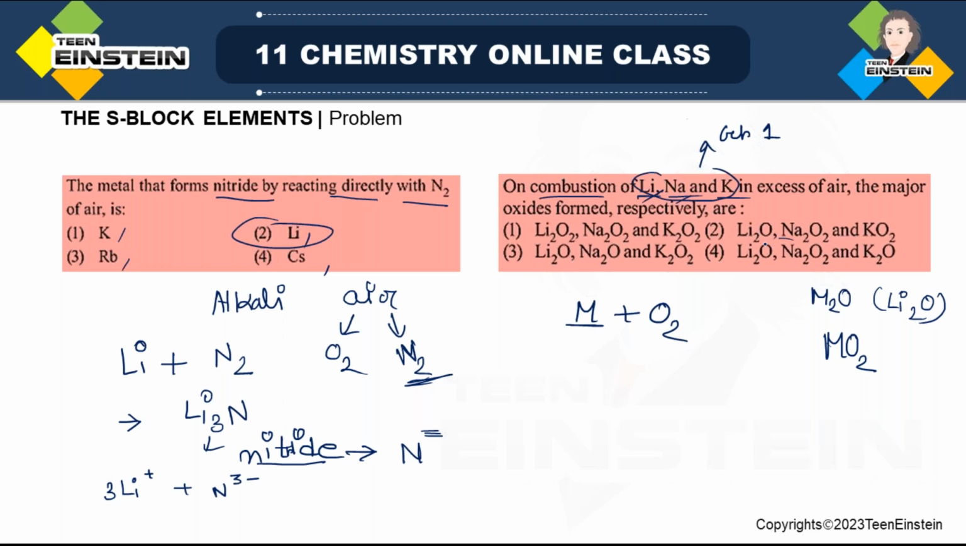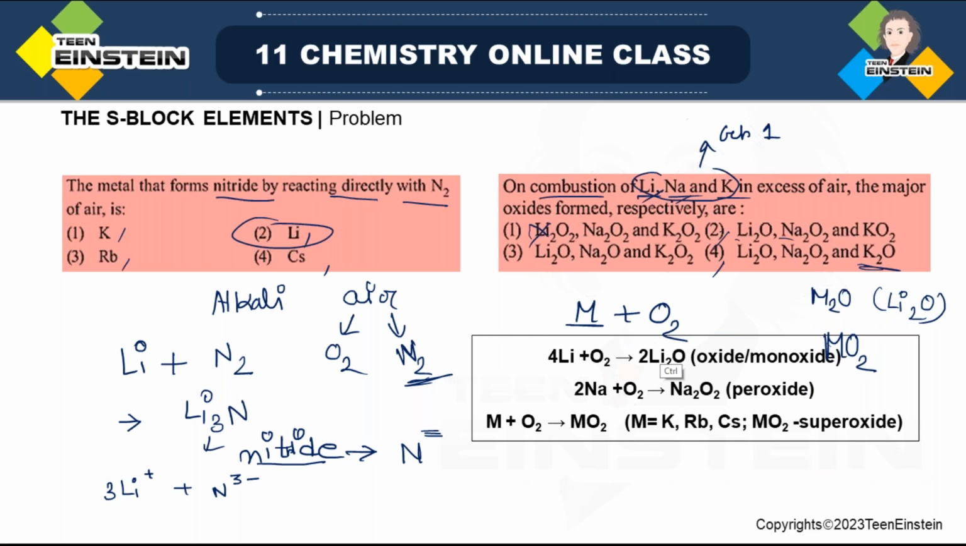So for lithium, it is Li2O, which is present in option 2 and 4. Then Na2O2, which is present in 1 to 4, but 2 and 4, it is already cancelled. Na2O2 and KO2. So this is not correct. Option 2 should be the correct option. So these are the equations. Once more, you can see here. So same equations we have already discussed in the slide, reaction with air. Okay. The first chemical property is the first slide. So correct answer is option 2.